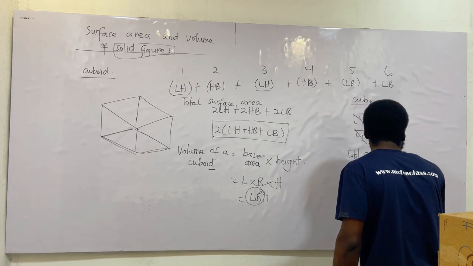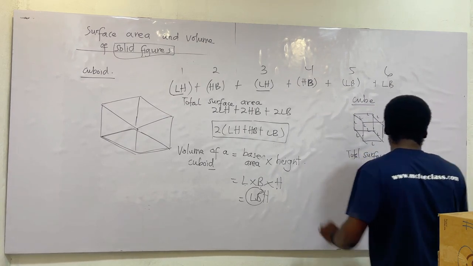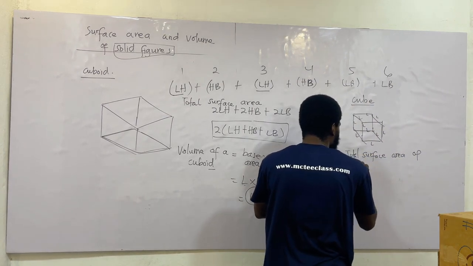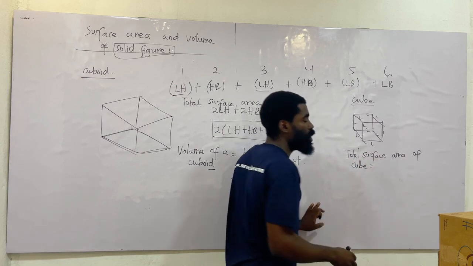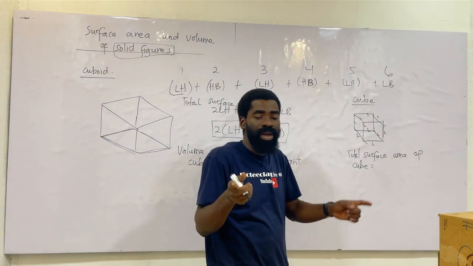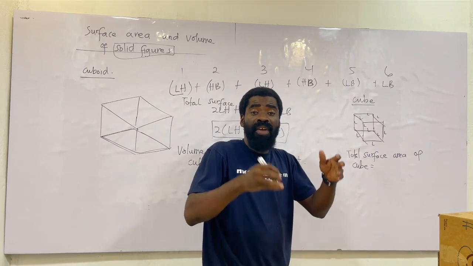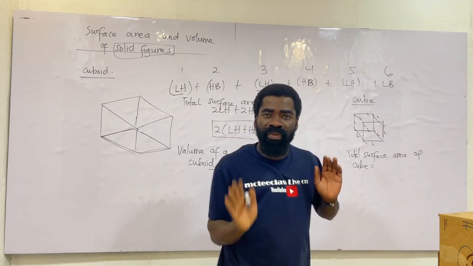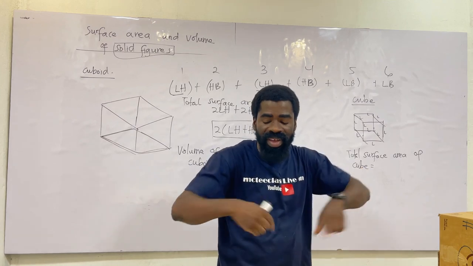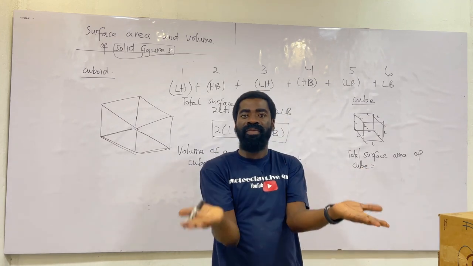Total surface area of the cube should be equal to, when we get one face, because they're all the same, when I get one face, I multiply by what? By 6. You get the point I'm making here. If there are 5 faces, I'll get 1, multiply by 5. This one is very simple. Just get one face and multiply by 6, because all the faces are equal.